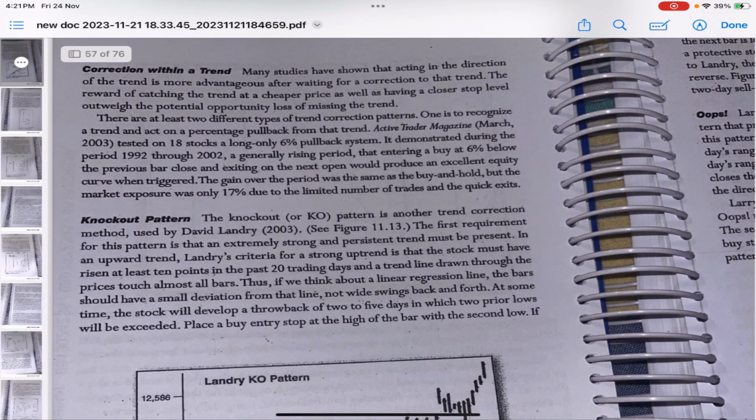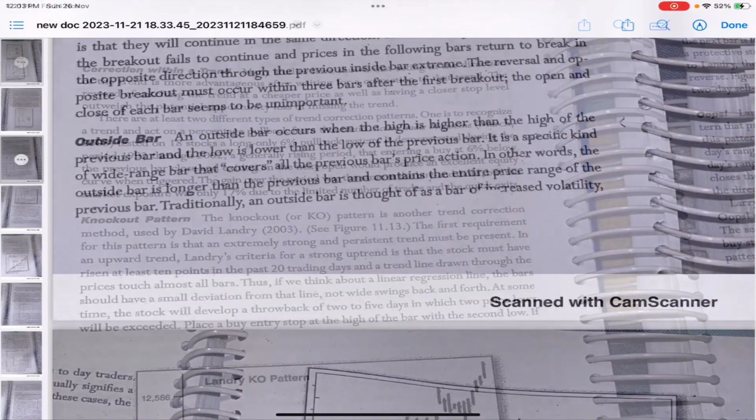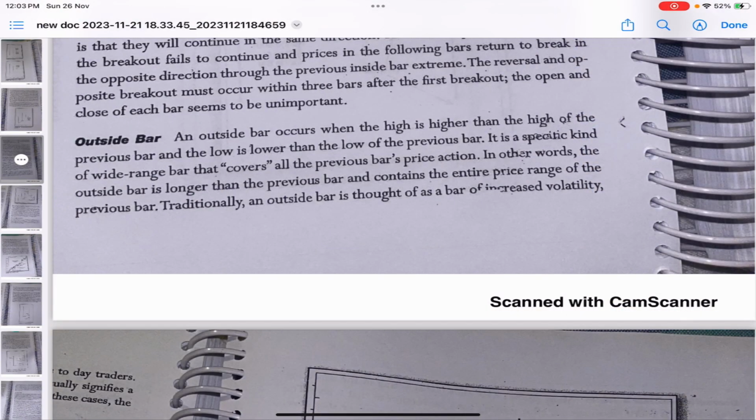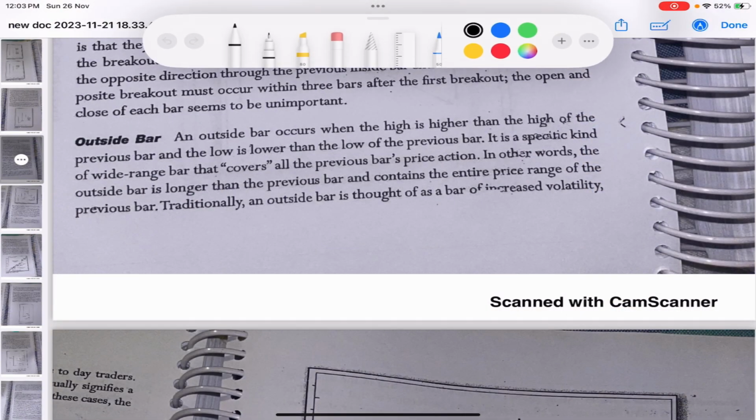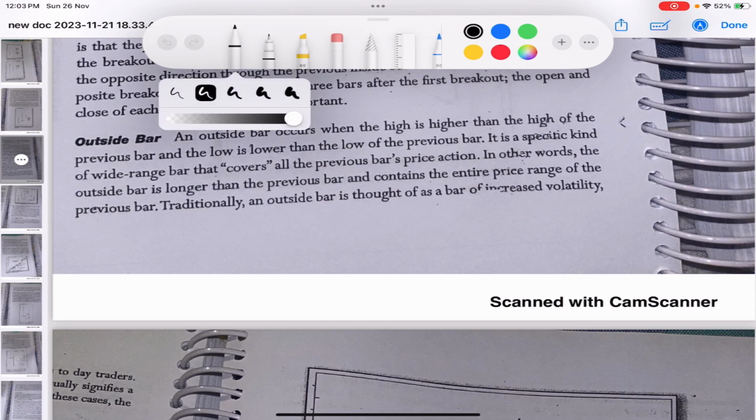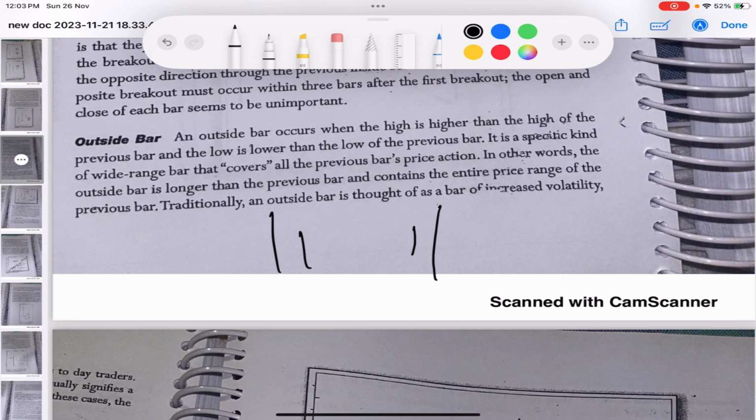Okay. Now we talk about what is the correction within a trend. Now what exactly is an outside bar? It is just the opposite of an inside bar. So when this was an inside bar, an outside bar would obviously be the opposite, which is like this. An outside bar occurs when the high is higher than the high of the previous bar, which is obvious over here if you look at the diagram, and the low is lower than the previous bar. So it basically covers the entire price action of the previous bar.